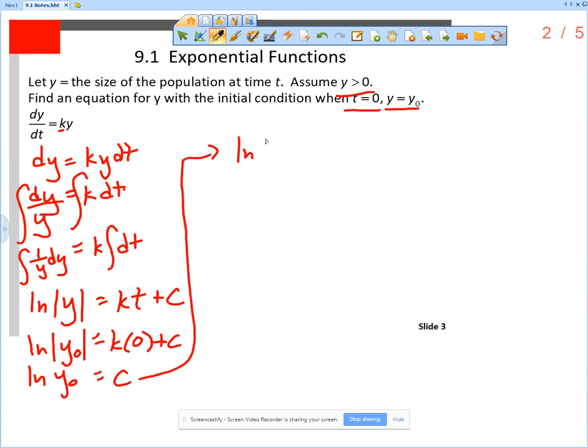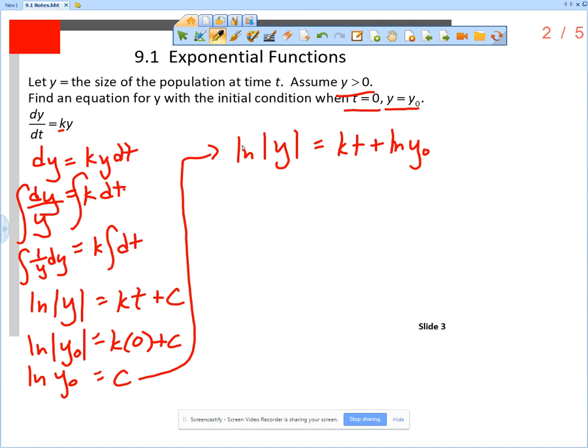We now know that the natural log of the absolute value of y is equal to kt plus the natural log of y sub 0. All right, so now I want to solve for y. First of all, how do I get rid of the natural log? You should recall this from pre-calc.